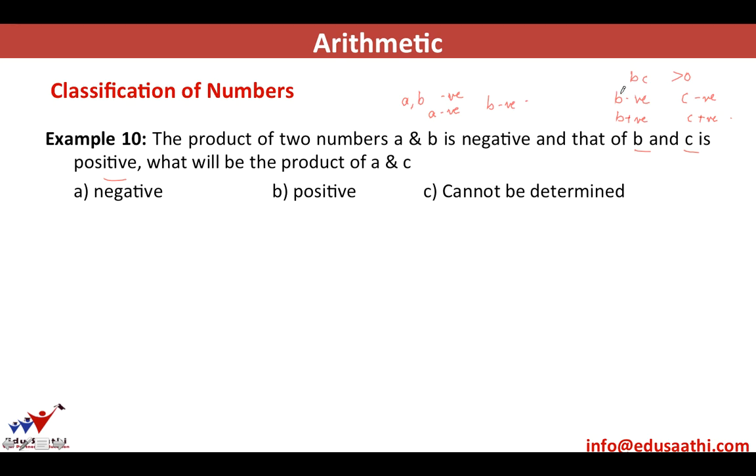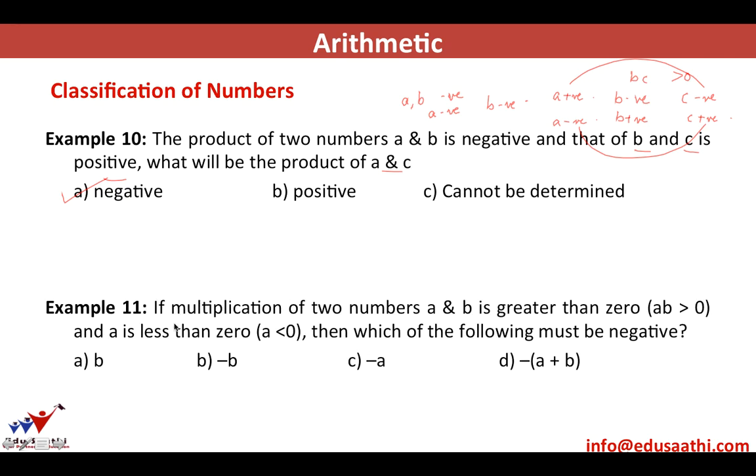So it depends. Now, if B is negative, that means A has to be positive because I have to make their product also negative. If B is positive, A has to be negative. Then what will be the product of A and C? Positive into negative is negative, negative into positive is negative. So the product of A and C would always be negative. Always, in both the situations.